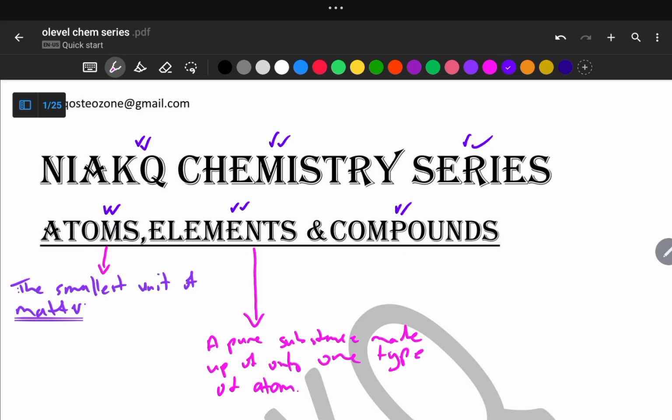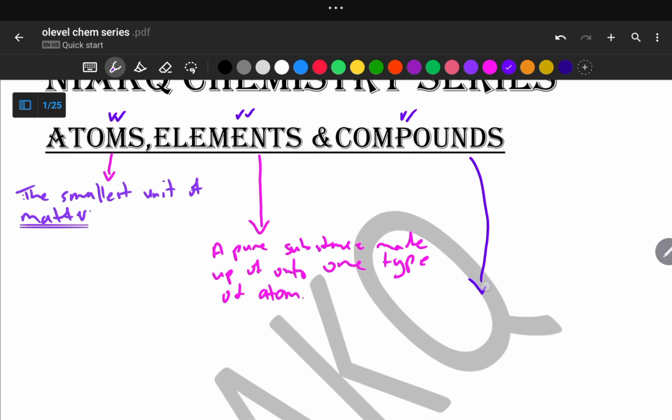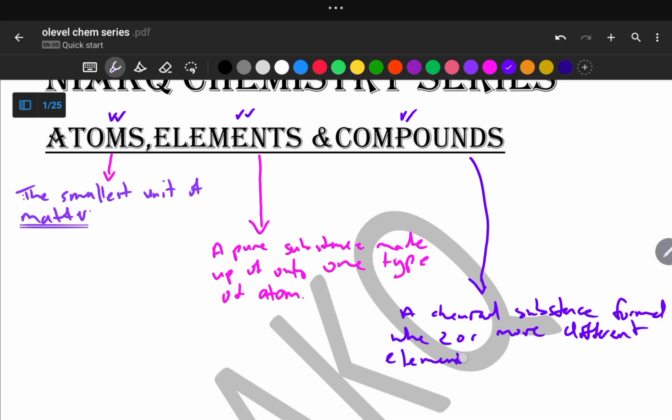And then we go on to define the term compound. A compound is defined as a chemical substance formed when two or more different elements are chemically bonded together.